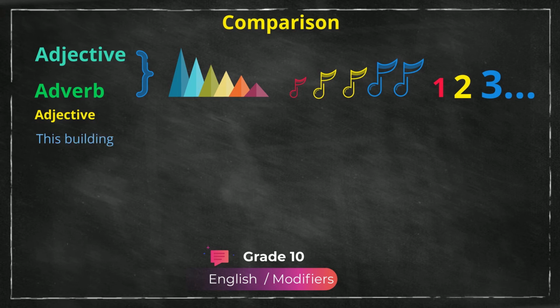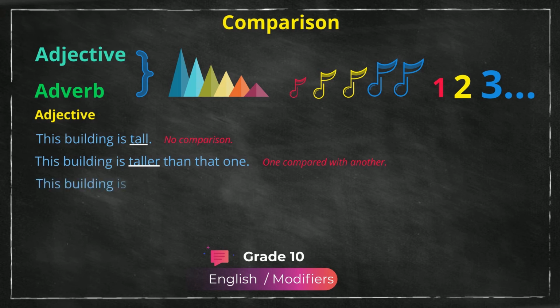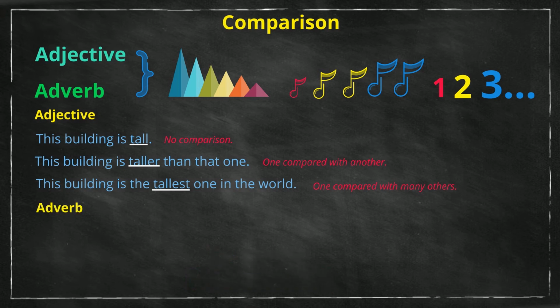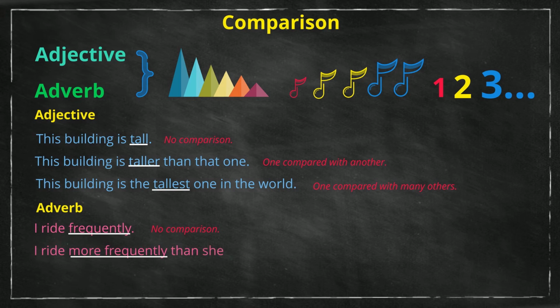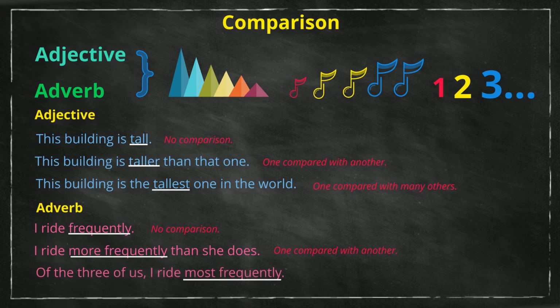Adjectives. This building is tall. No comparison. This building is taller than that one. One compared with another. This building is the tallest one in the world. One compared with many others. Adverbs. I ride frequently. No comparison. I ride more frequently than she does. One compared with another. Of the three of us, I ride most frequently. One compared with two others.